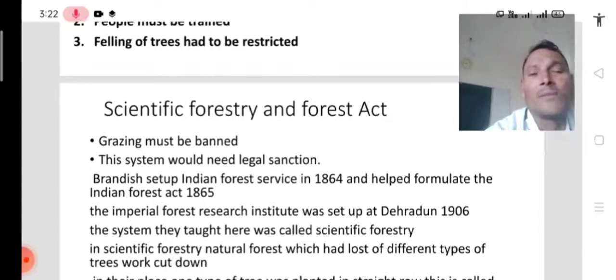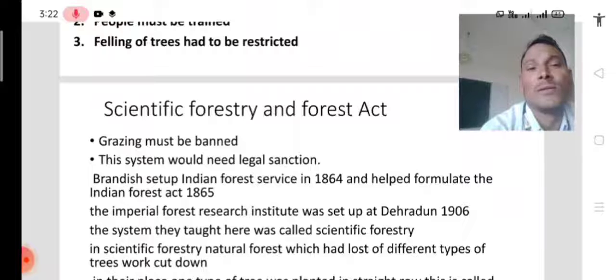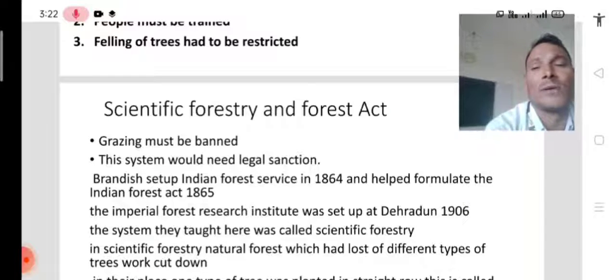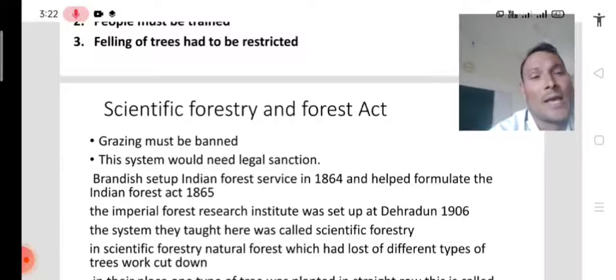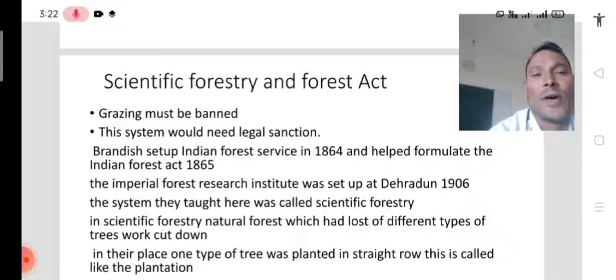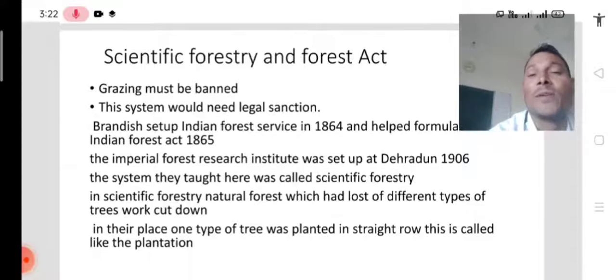He banned the grazing of cattle in the forest. This system needed legal sanctions. Brandis set up the Indian Forest Service in 1864 and helped to formulate the Indian Forest Act of 1865. The Imperial Forest Research Institute was set up in Dehradun in 1906.